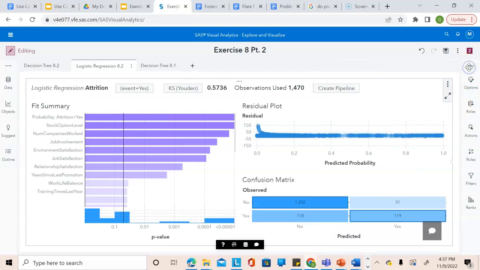And here we see that using the logistic regression is actually a bit more accurate, as it does exceed the 50% cutoff. It's at 57%. So we can say that the logistic regression did perform better.